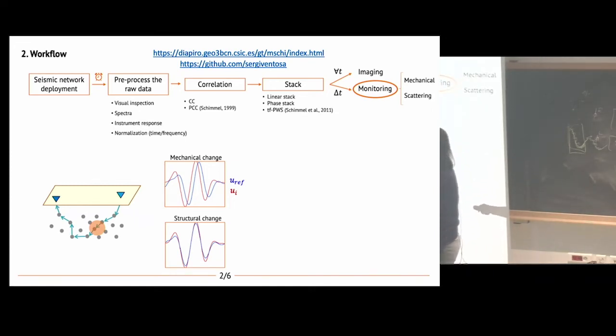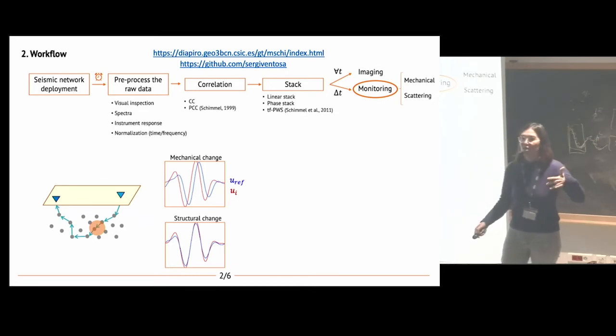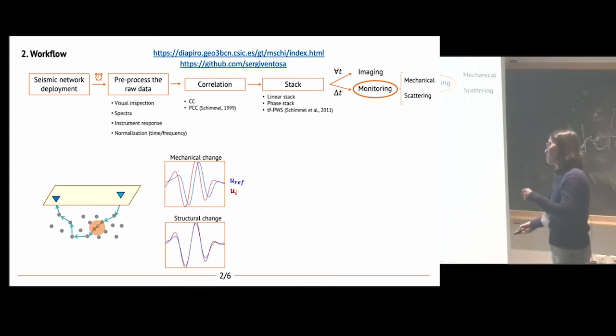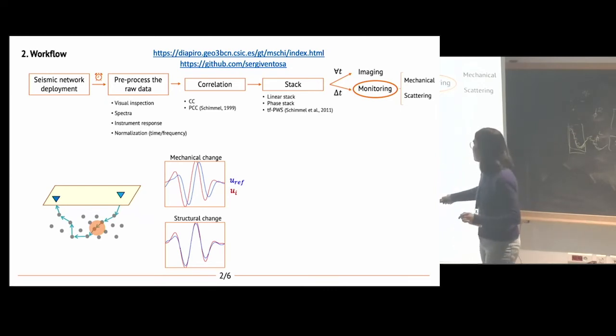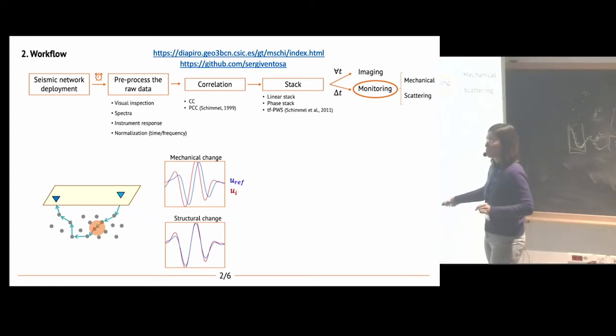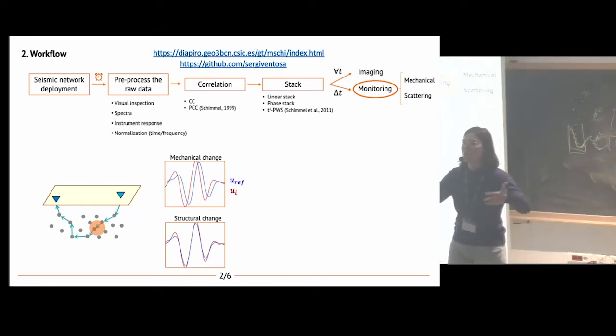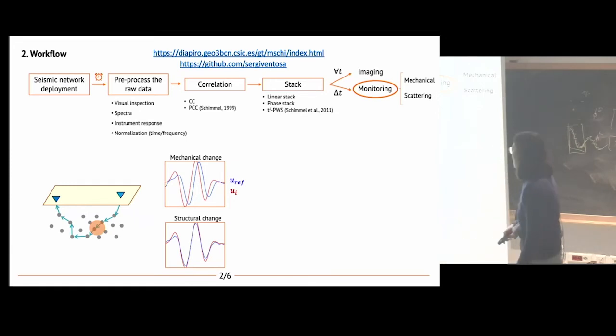So we have a mechanical change, it can be that we have less fluids in the medium, so the waves are going to be delayed or are going to travel faster. So we are going to observe this delay. But we can have a structural change, maybe a magma chamber that collapses, and the scatterers are located in different positions. The waveforms are going to be a bit different. So these are the changes that normally we can monitor with these techniques.